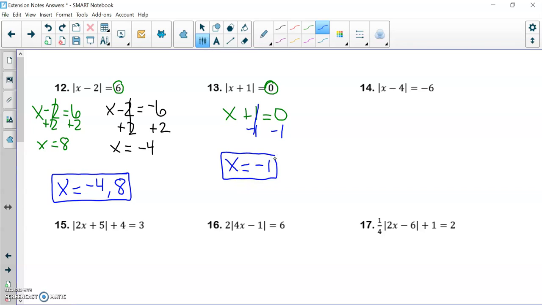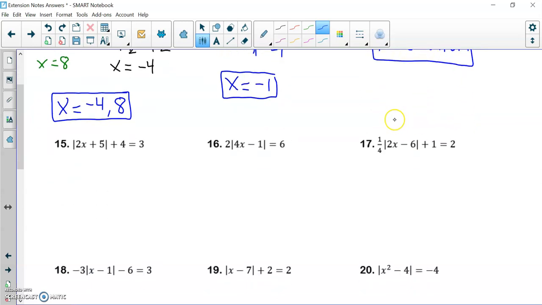Looking at number 14, my absolute values are isolated and I have it set equal to a negative number. The absolute value of something can never be equal to a negative number, so right away we do not solve, we just write no solution. There is no value of x that would satisfy this equation and make it true.